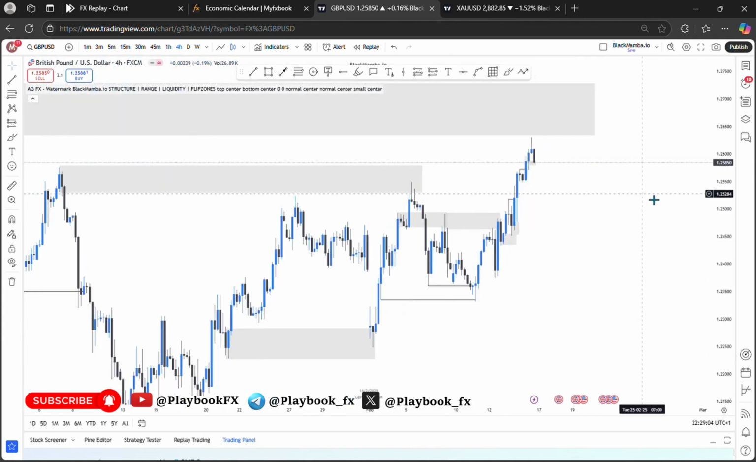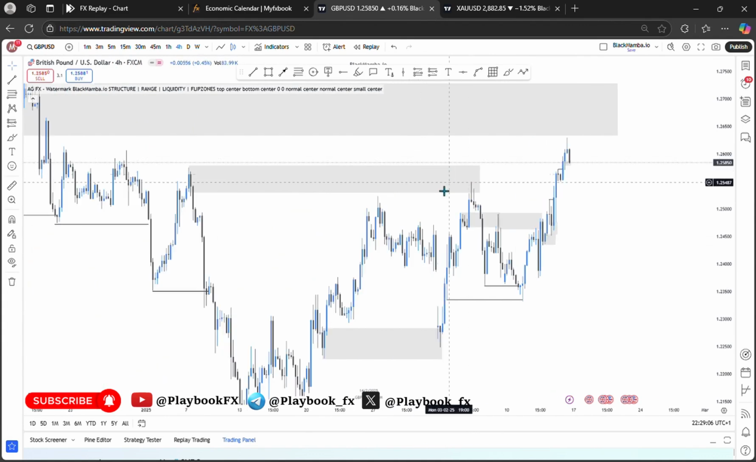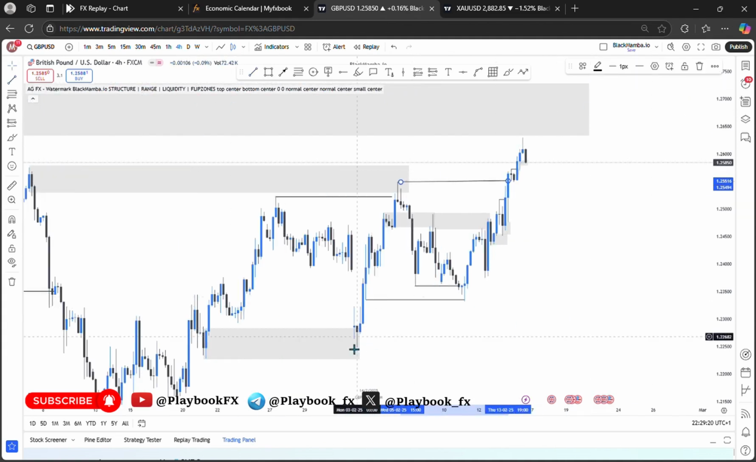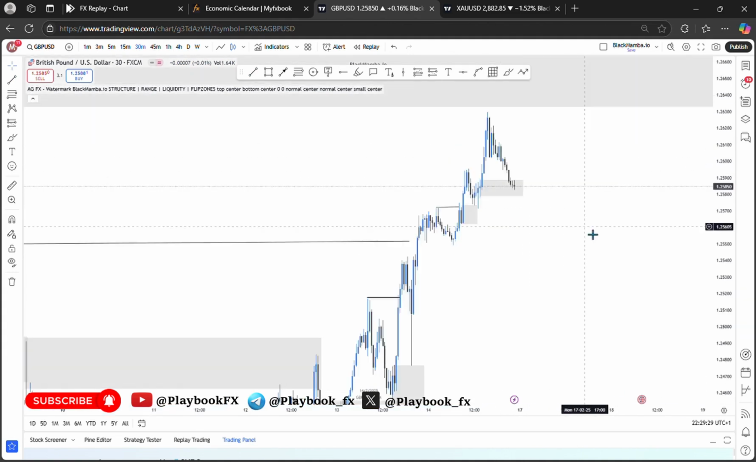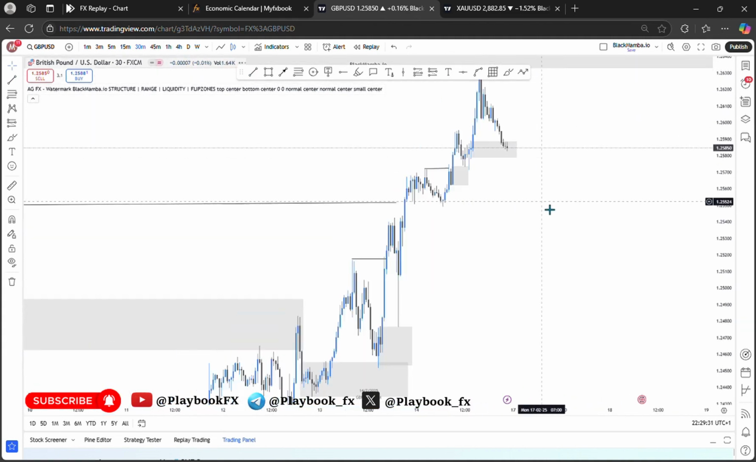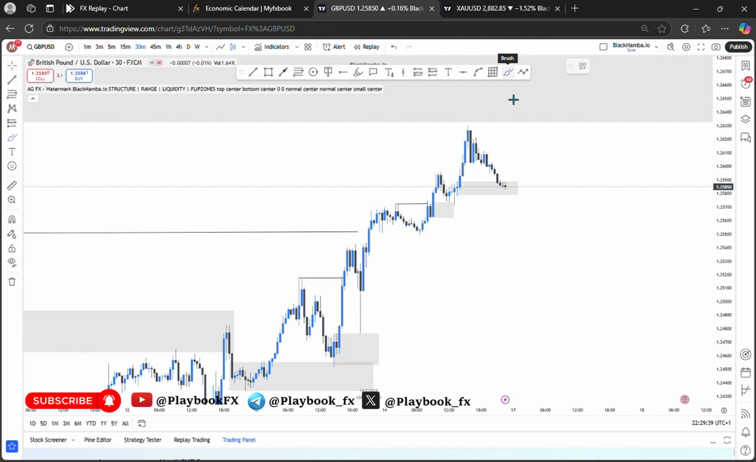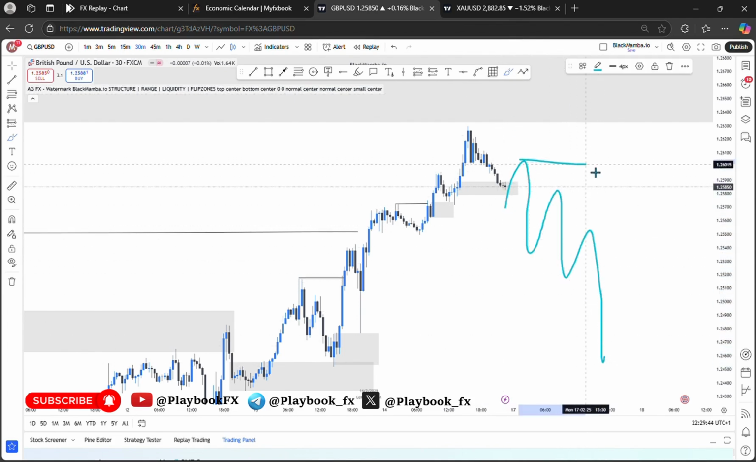I want to see, if you look at what went down here, we have a break of structure. We had a break of structure, meaning price is still very much bullish. I want to see demand failing, then supply taking control. If demand starts failing and I start seeing something like this, then I want to join the sell.